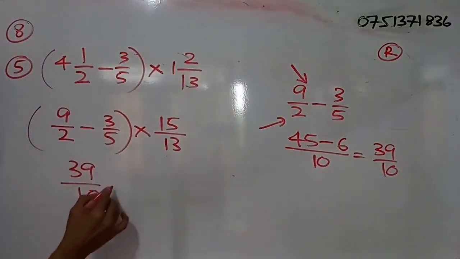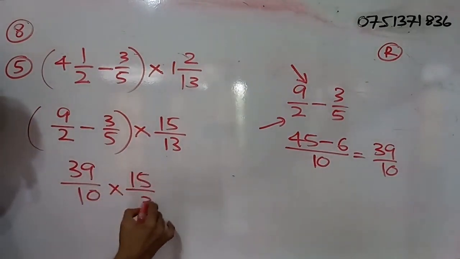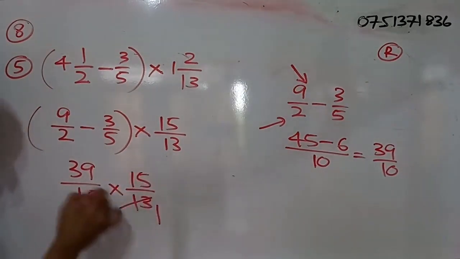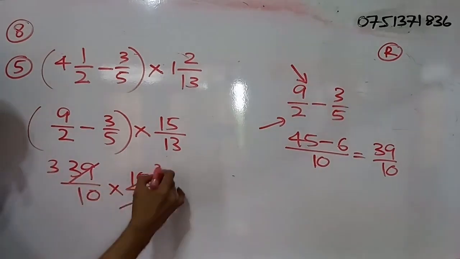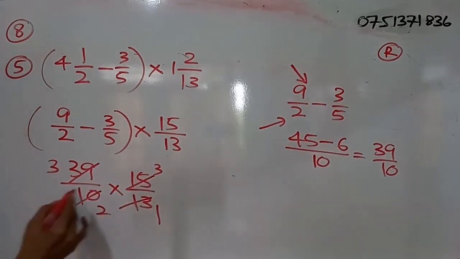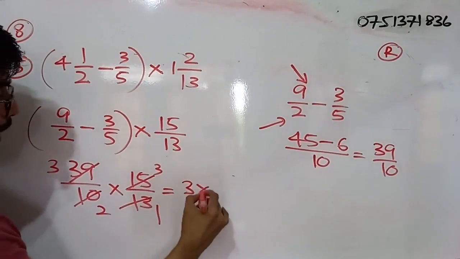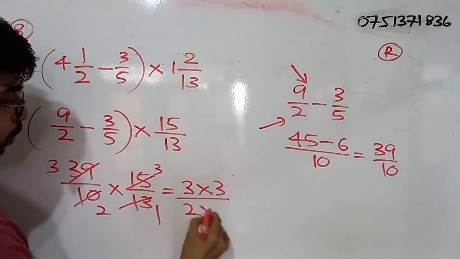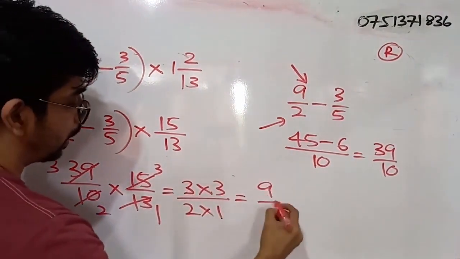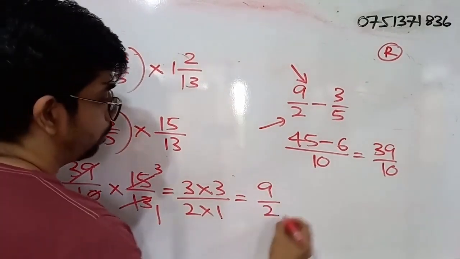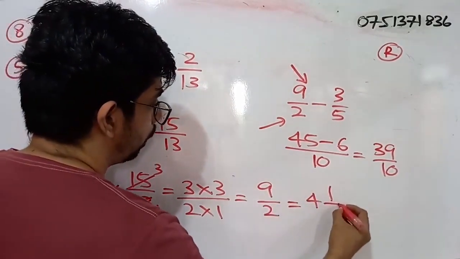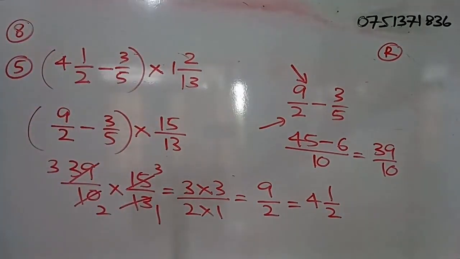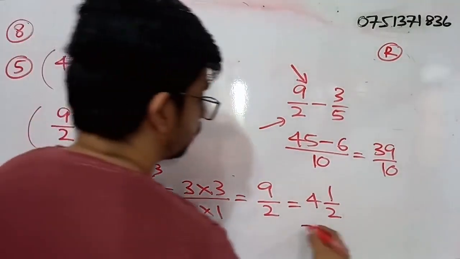Right, so here the outcome is what? 39 by 10. So we have to multiply that by what? 15 by 13. 13 times 1, 13 times 3. 5 times 3, 5 times 2. So here we get what? 3 times 3 into 2 times 1. So we get 9 by 2. So we have to simplify this. That means what? 4 and a half. So this is the answer.